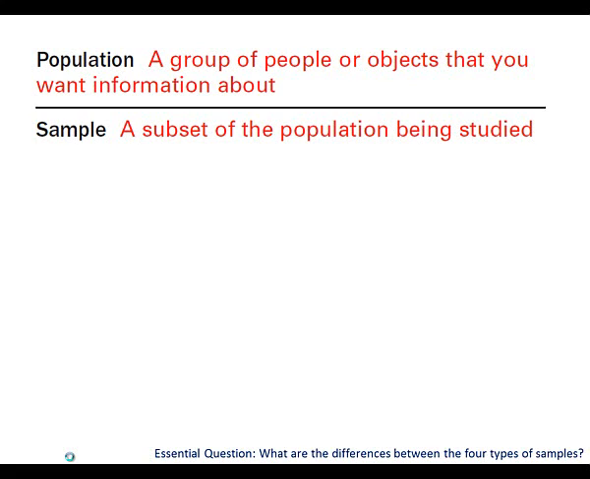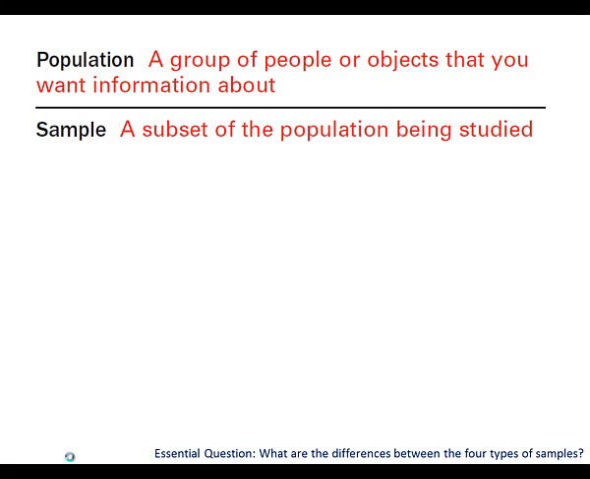Alright, a population is a group of people or objects that you want information about. In our case, we're going to use people, okay? But this is also kind of the basis of designing an experiment, which we would use in science, which typically we don't experiment too much on people, right? We tend to experiment on objects and things. Depends on what kind of science you're doing, okay? That's why they're saying objects, all right?